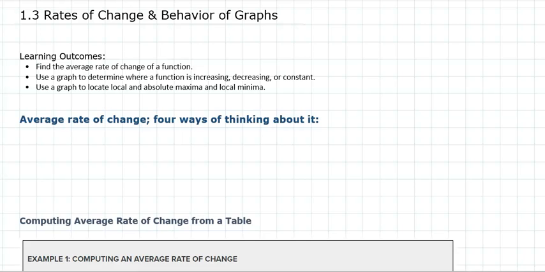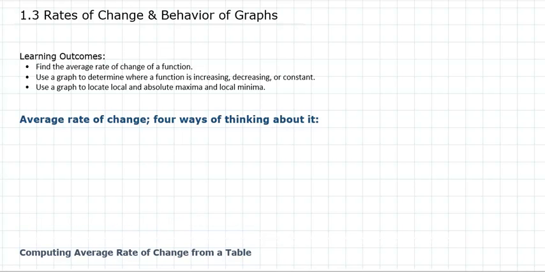All right, so the average rate of change. There are 4 different ways to think about this. So the first way is to think that it's basically just the change in output, if you're going to have output and input as the way you think about a function, divided by the change in the input value, how much it changed.